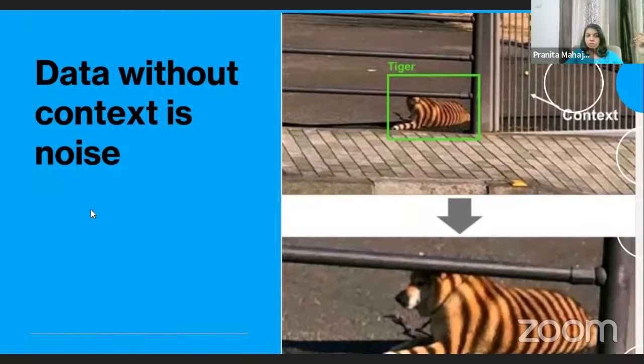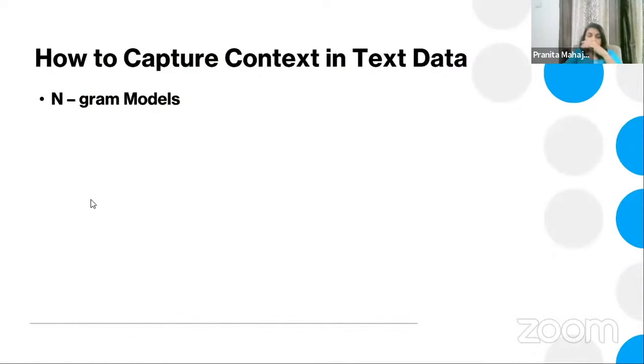So now that we have understood that context is important, which language models capture the context? The very popular language model is the N-gram model. In the N-gram model, how do we represent the context in the text? The very first approach to thinking about context was to consider the neighboring words of the word you are trying to understand, and the neighboring words can be captured by defining a window.